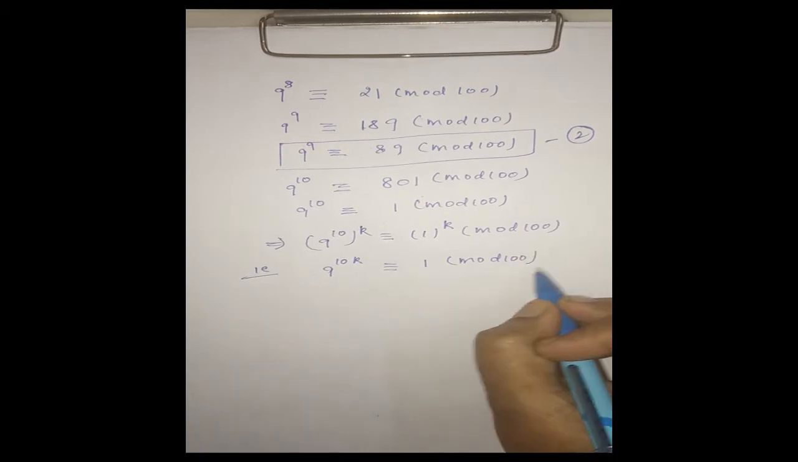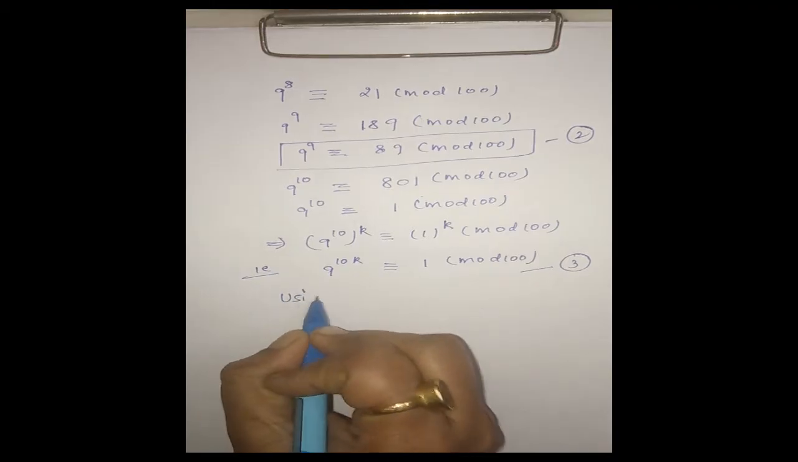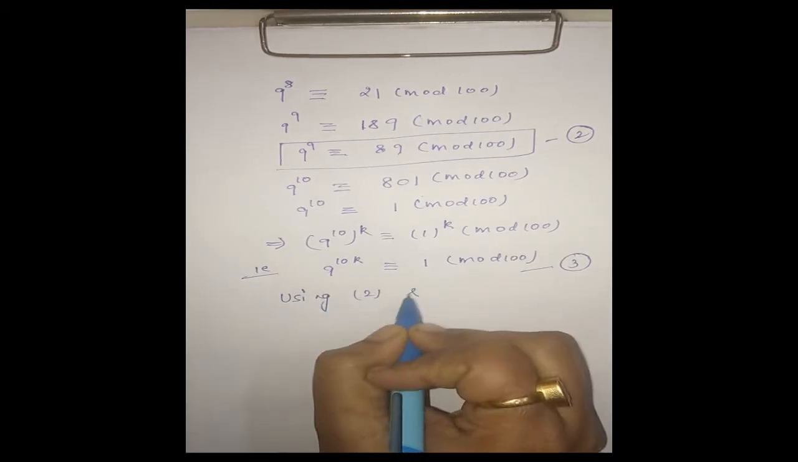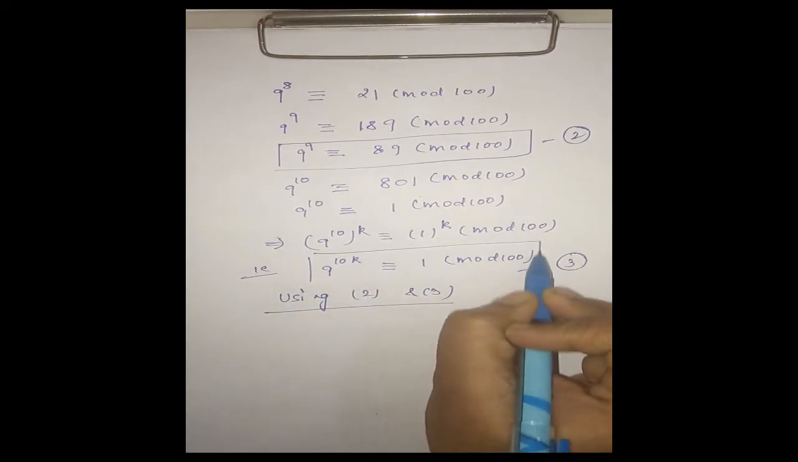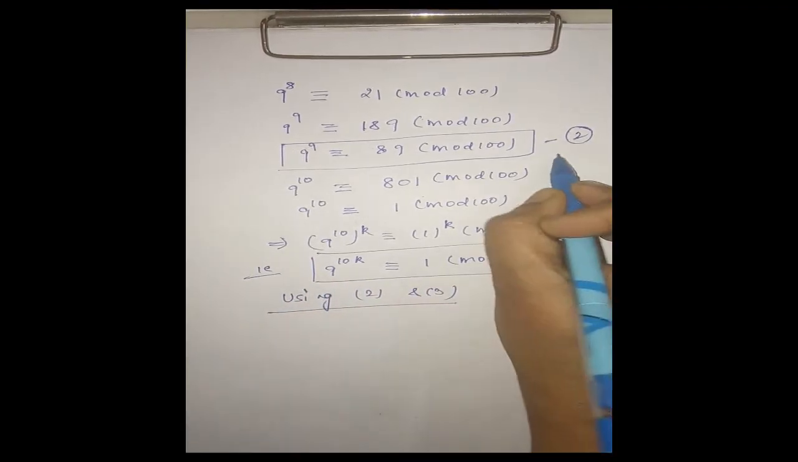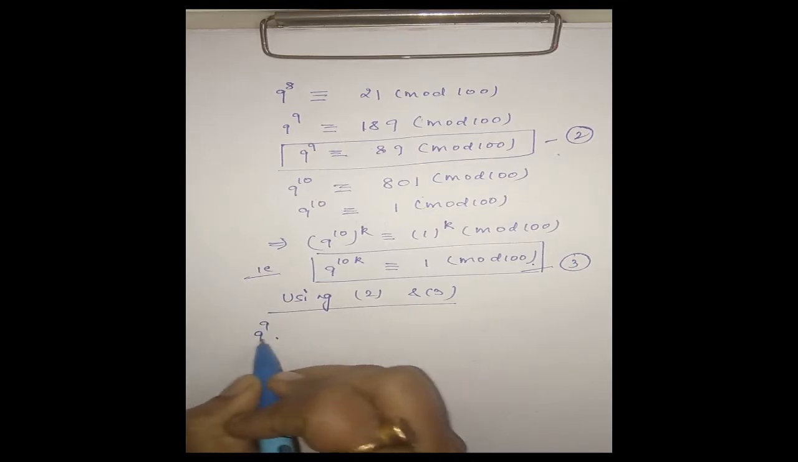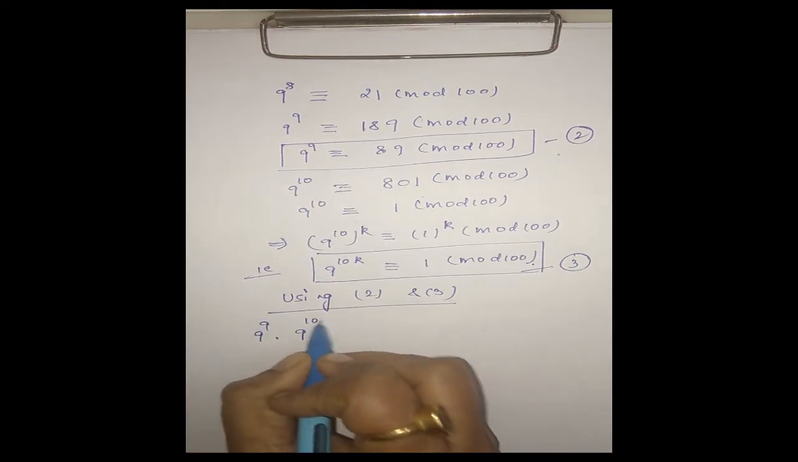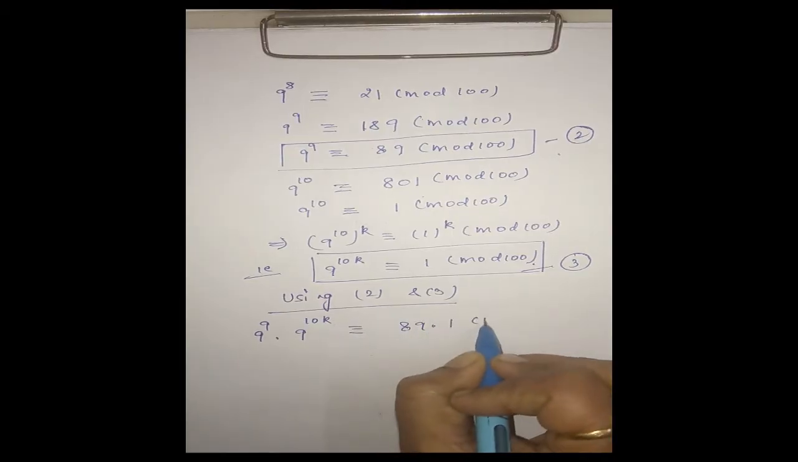Clear? Mark this as 3. Now using 2 and 3. Using 2 and 3, from these two, I can write this as 9 into 9 power 9 into 9 power 10k is congruent to 89 into 1 modulo 100.